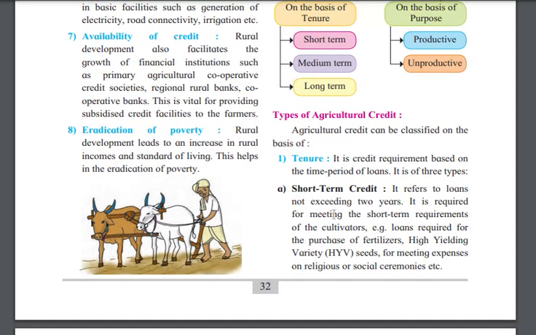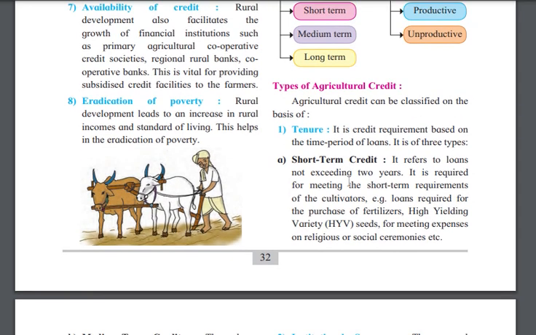Okay, now the types of agriculture. Agriculture can be classified on the basis of two: tenure and purpose. In terms of tenure, it is the credit required on the basis of the time period of loans.